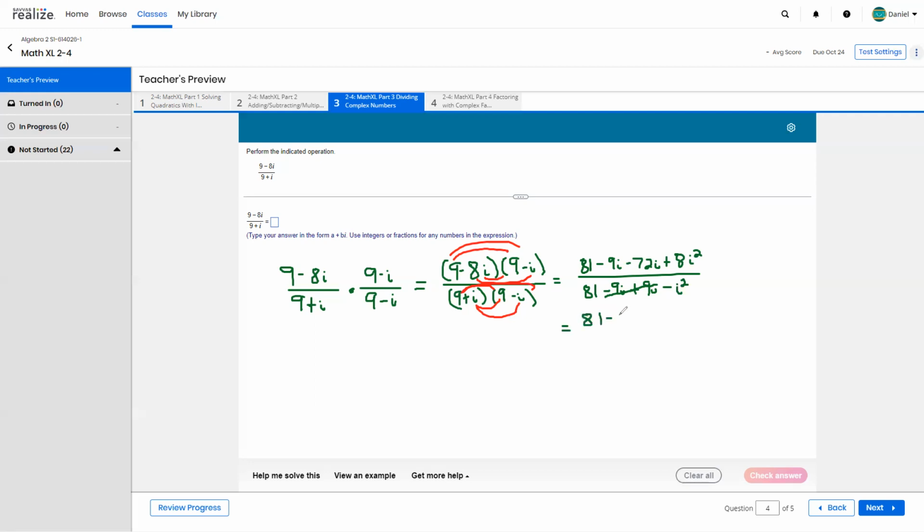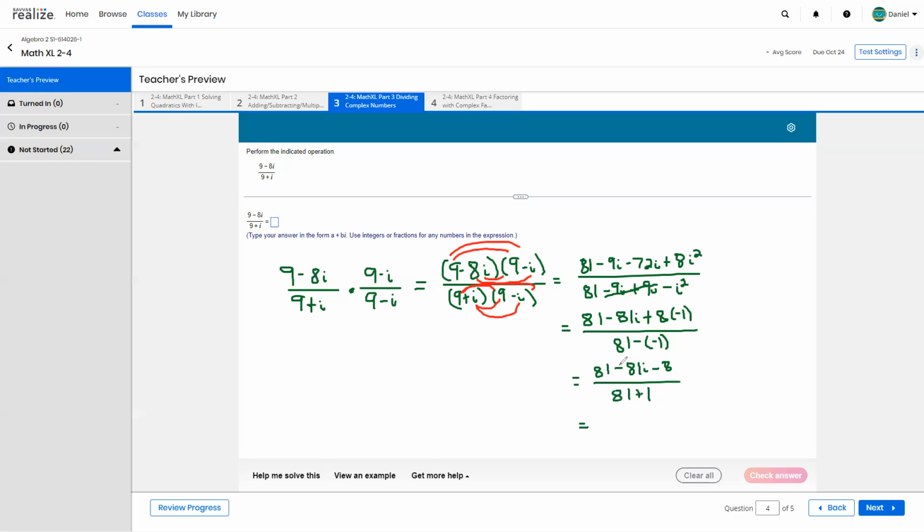So we have 81 minus 9i. Let me combine those. Minus 9i minus 72i is going to be minus 81i. And then plus 8, and I'm going to substitute, instead of i squared, negative 1. On the bottom in my denominator, I'm going to have 81 minus, and then instead of i squared, I'm going to substitute in negative 1. So I get, on the top, 81 minus 81i minus 8 over, this is going to become 81 plus 1.